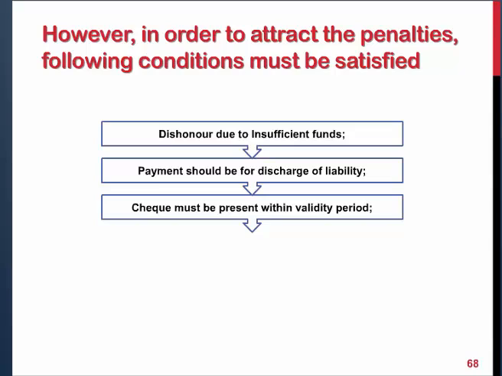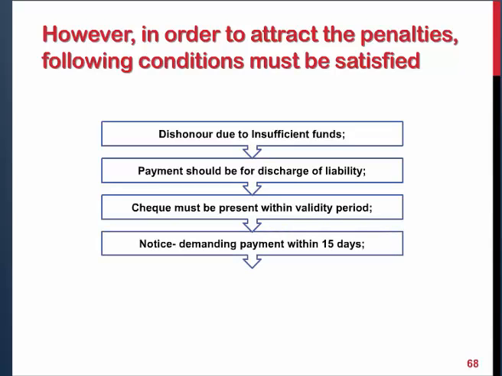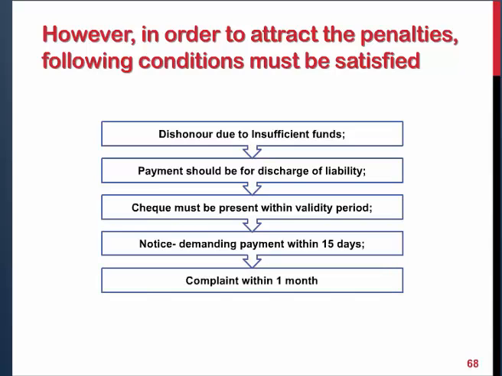Third, the cheque should have been presented within 3 months from the date on which it is drawn or within its validity period, whichever is earlier. Fourth, the payee or the holder in due course of the cheque should have given notice to drawer demanding payment within 15 days of receiving information of dishonour. The drawer is liable only if he fails to make payment within 15 days of such notice. The payee should have made the complaint within 1 month of the cause of action.